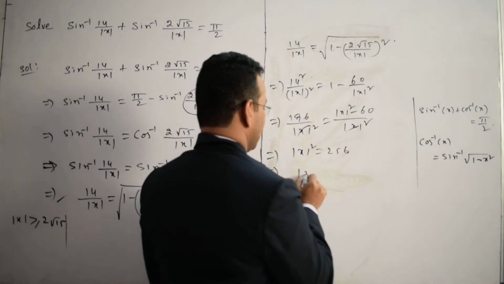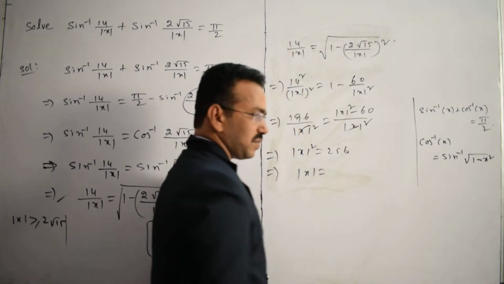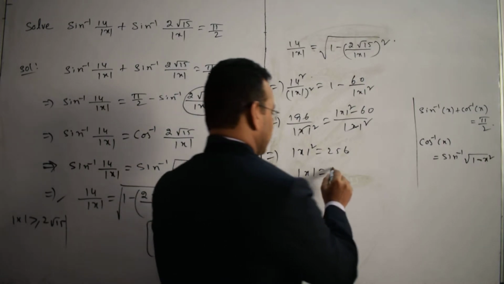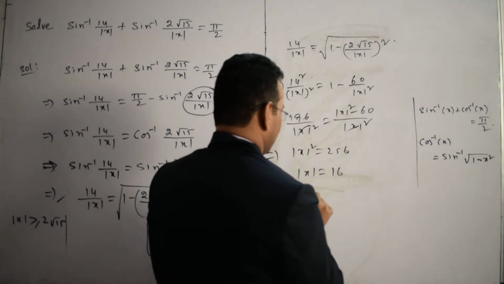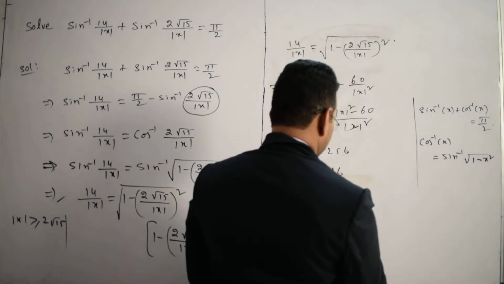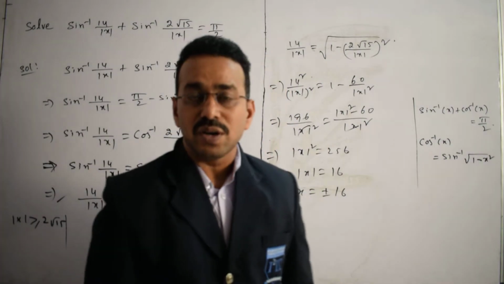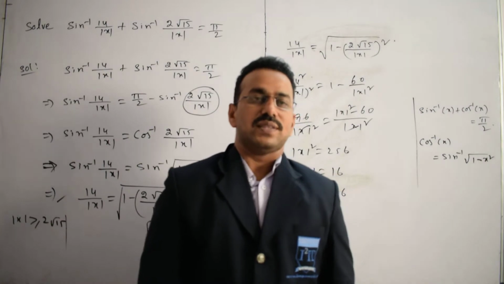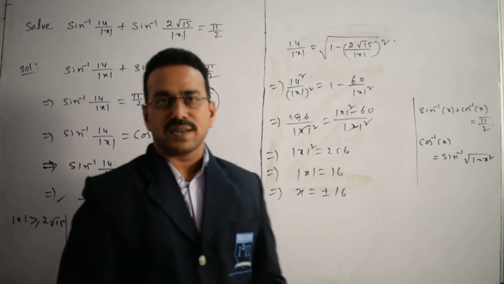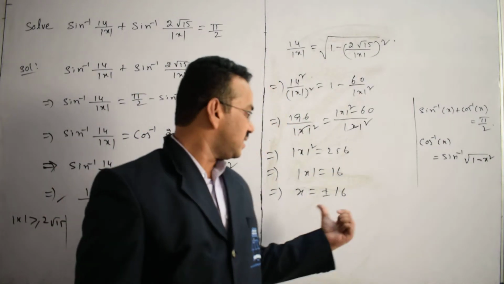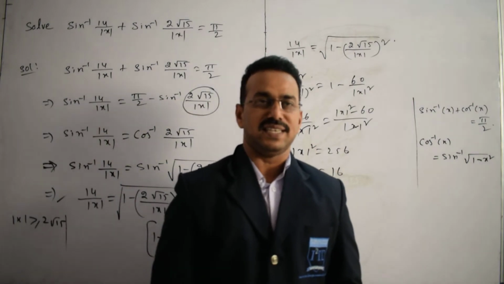This implies mod x equals square root of 256, means 16. So this implies x equals plus or minus 16, which satisfies the given constraint mod x greater than or equal to 2 root 15. So therefore, the required solution for the given equation is x equals plus or minus 16.